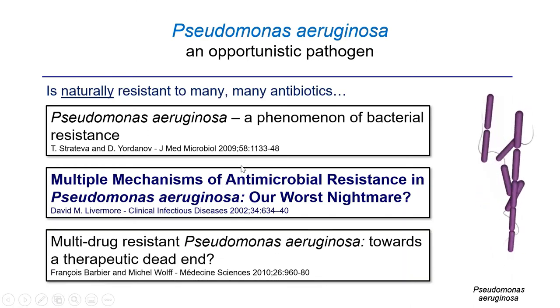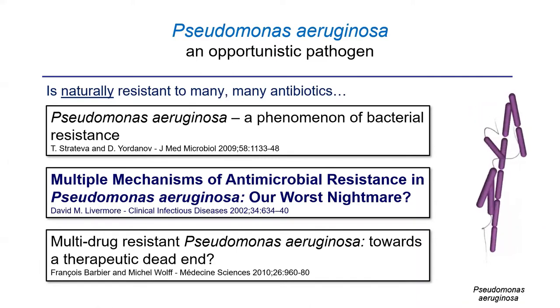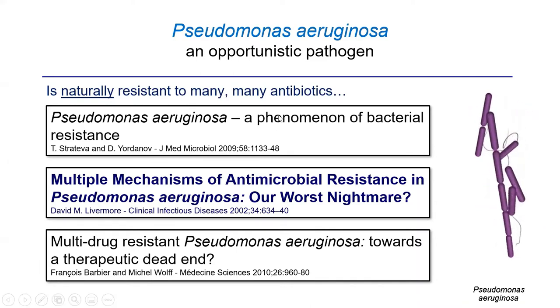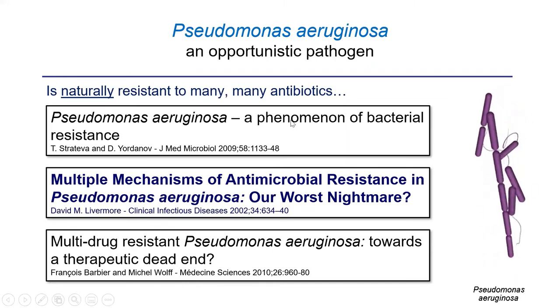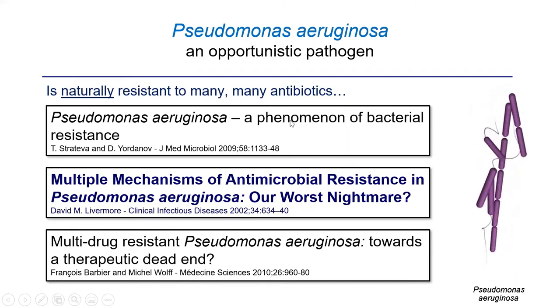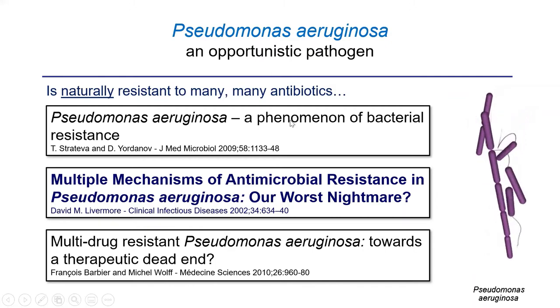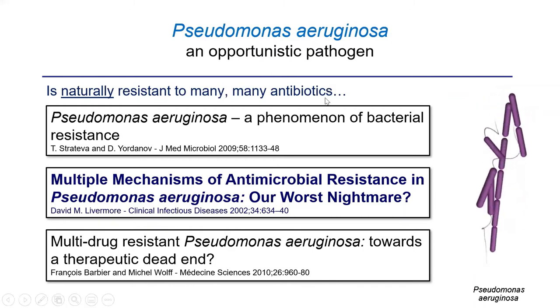Multi-drug resistant Pseudomonas aeruginosa: towards a therapeutic dead end. So these are people that are dealing with this and trying to figure out what drugs we can use to treat it. Often tetracycline is a drug of choice for Pseudomonas aeruginosa, but the dosage is a lot higher than for most other organisms.